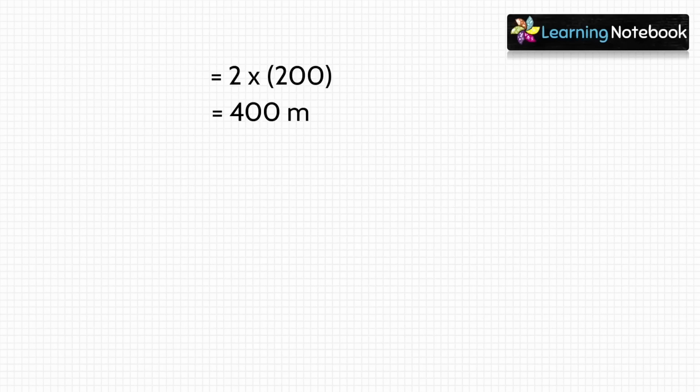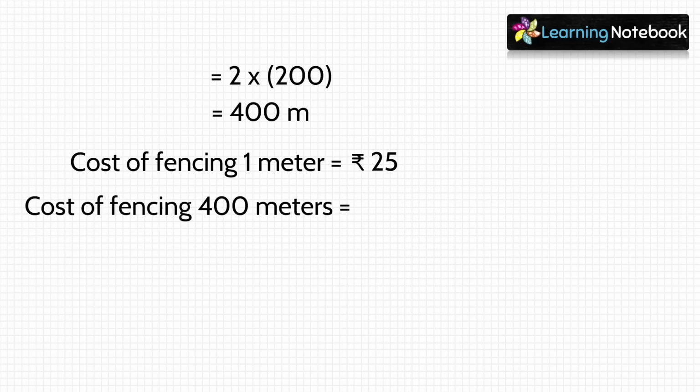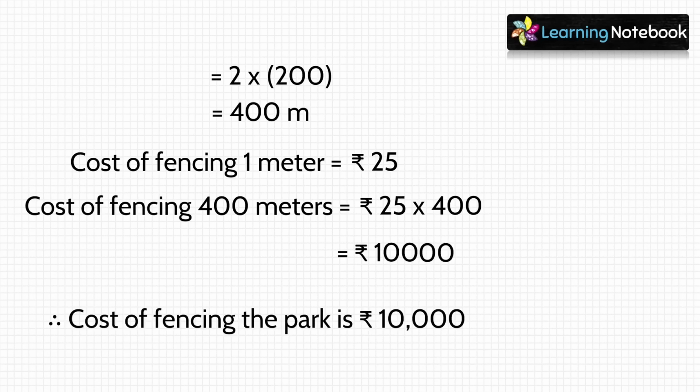So now we know the perimeter of this park. This means we have to put 400 meters of fencing around this park. And we are given cost of fencing 1 meter is rupees 25. So cost of fencing 400 meters would be rupees 25 multiplied by 400, which is equal to rupees 10,000. So students, cost of fencing this rectangular park is rupees 10,000.